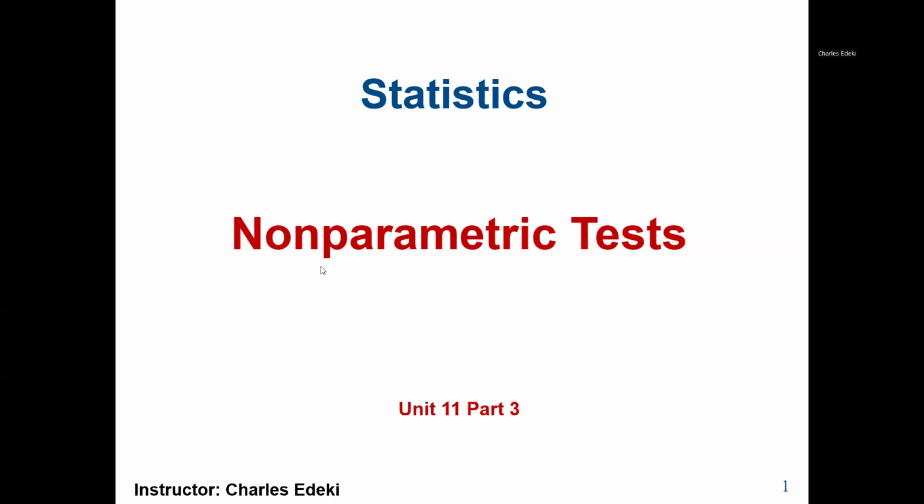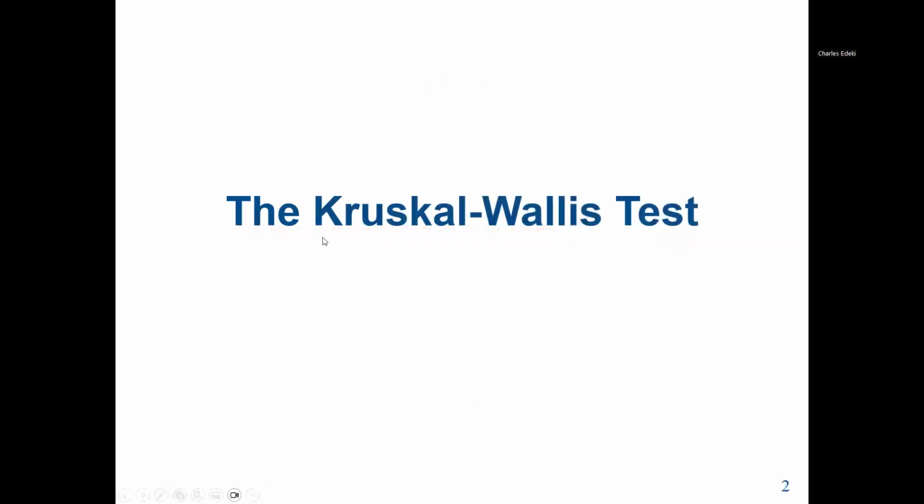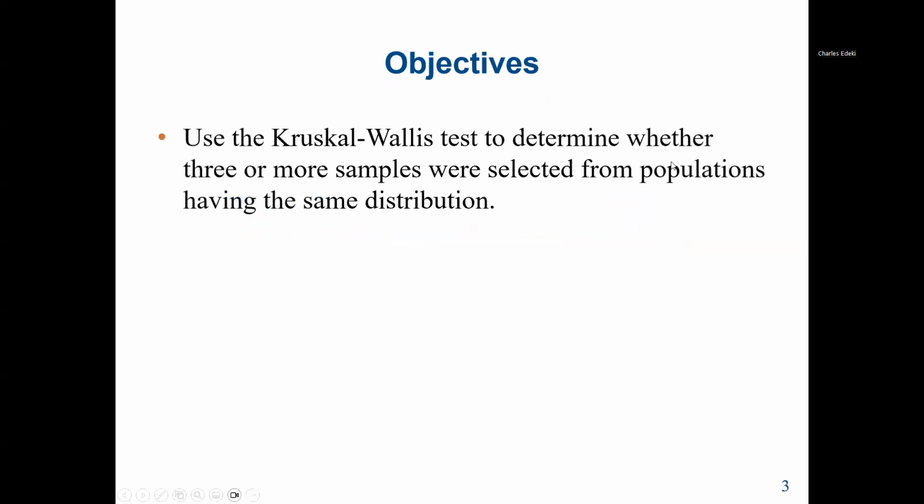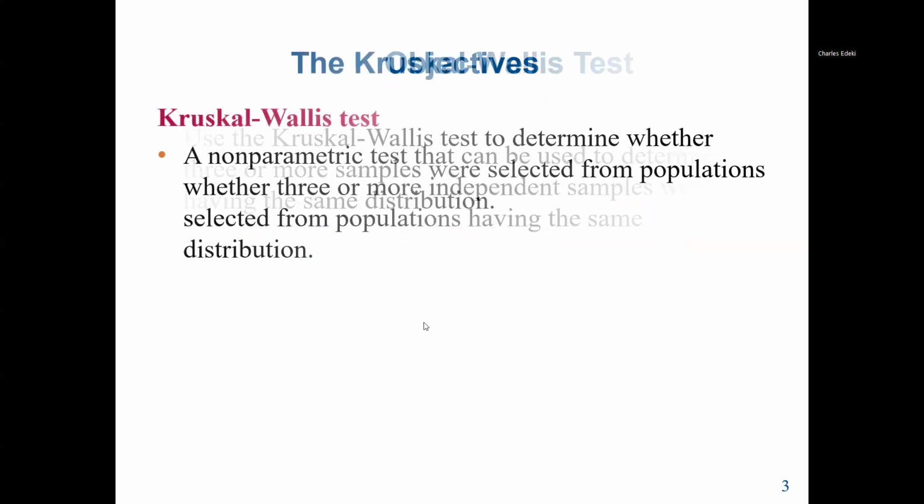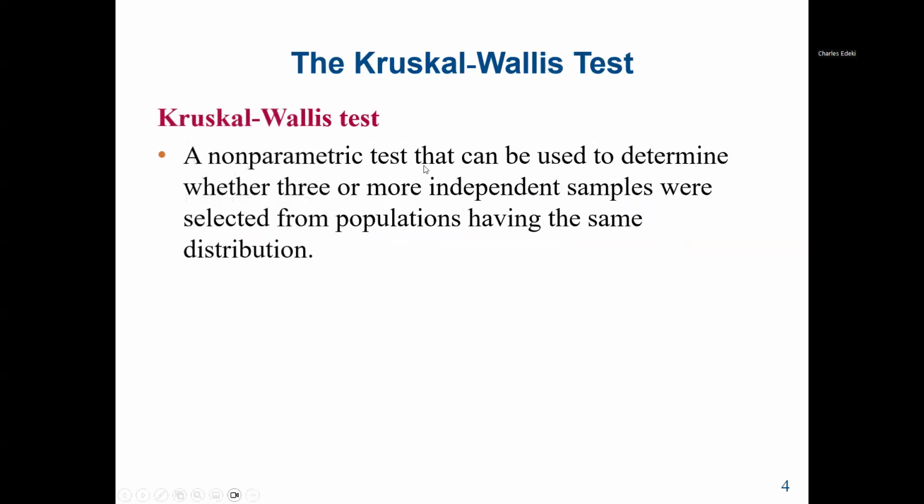This lecture covers non-parametric tests, and we are going to introduce the Kruskal-Wallis test to determine whether 3 or more samples were selected from populations having the same distribution. So a Kruskal-Wallis test is almost equivalent to the ANOVA test for parametric. Again, the Kruskal-Wallis test is non-parametric, whereas the ANOVA test is a parametric test.